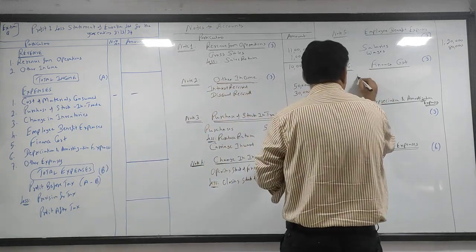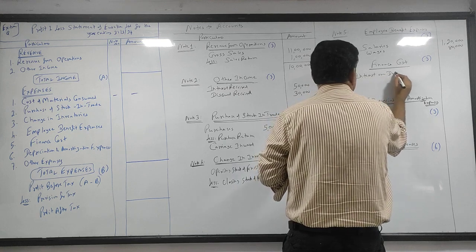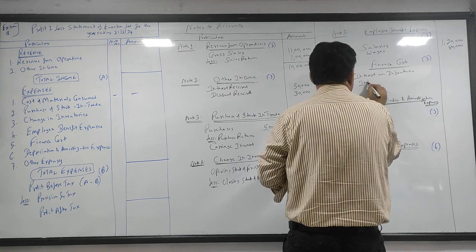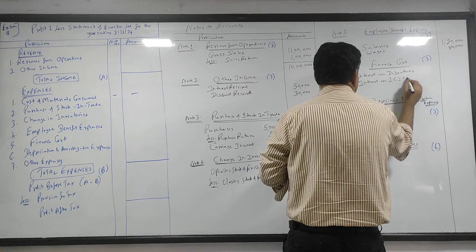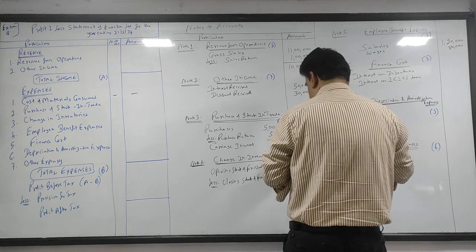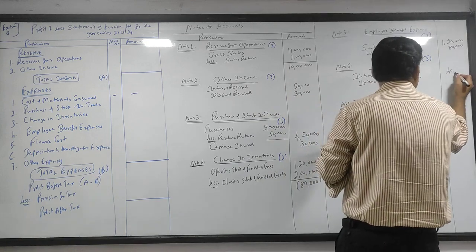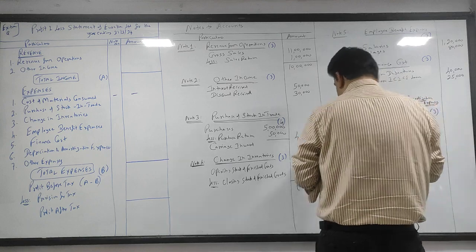Next, interest. Interest on debenture, interest on ICICI loan. We discussed both are finance cost. So interest on debentures, interest on ICICI loan. 40,000 and 25,000.